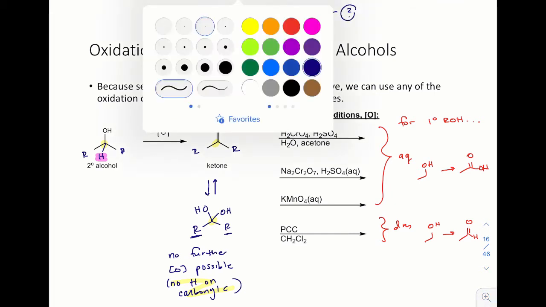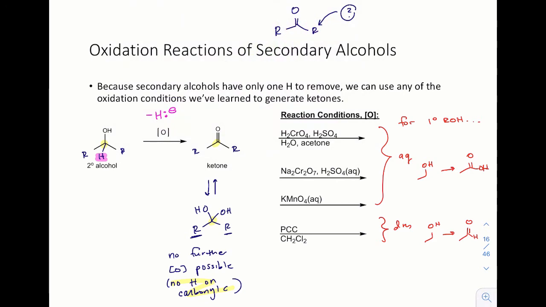For example, the first 2 sets of conditions involving chromium, those reactions are conducted under acidic aqueous conditions. So if one of these R groups has a functional group that is sensitive to acidic aqueous conditions, like let's say there's an acetal in one of those R groups, well, acidic aqueous conditions, that's going to remove the acetal. So maybe you don't want to do that. So then if that's the case, if there's a functional group that is sensitive to acidic conditions, then you would avoid those top 2 oxidation conditions.